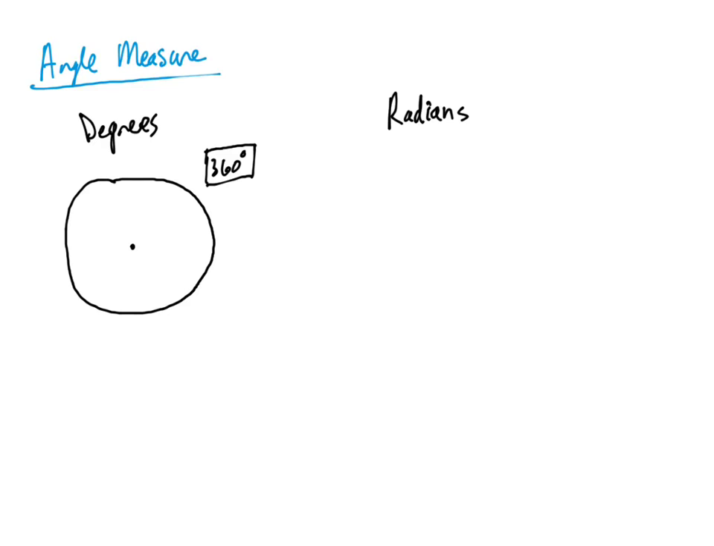Get rid of the Earth and the Sun. So oftentimes we will have an angle that is centered at, or I should say its vertex is placed at the center of a circle. And this type of angle is called a central angle.